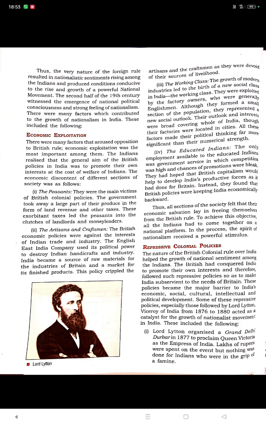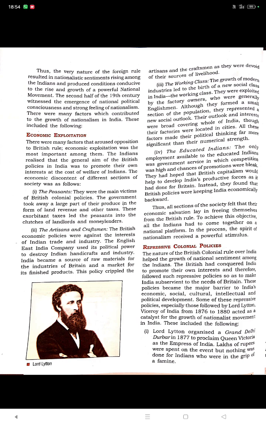Okay, next, educated Indians. The only employment available to the educated Indians was government service, in which competition was high and chances of promotions were bleak. Employment means the jobs. The jobs available for our educated Indians was government service, in which competition was high. There was high competition, means so many educated Indians want the jobs, and the chances of promotions were bleak.